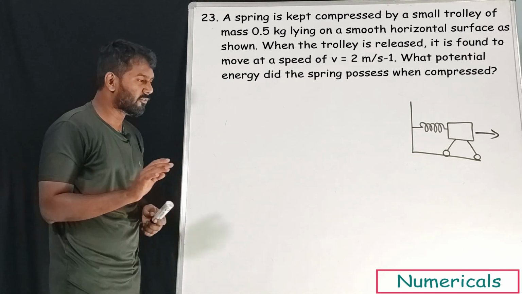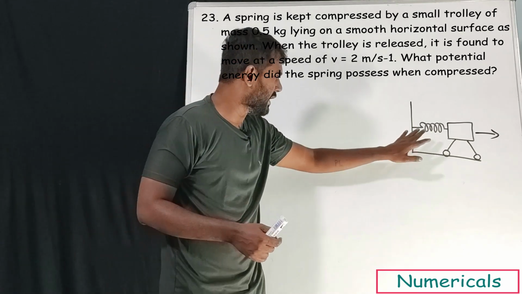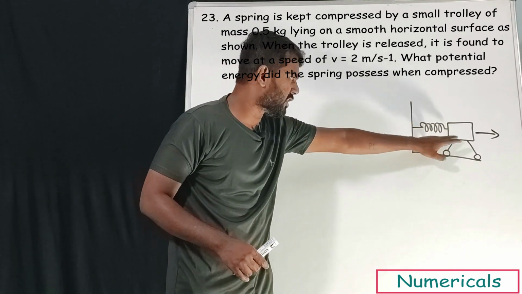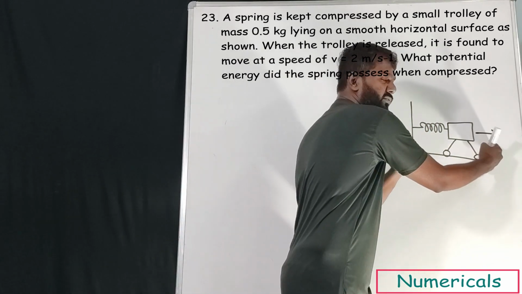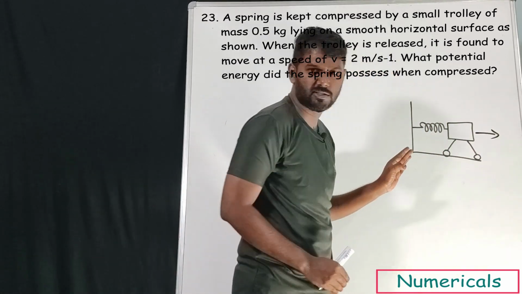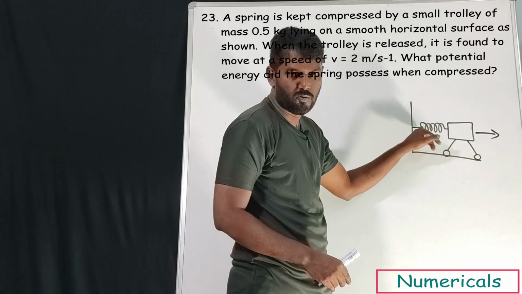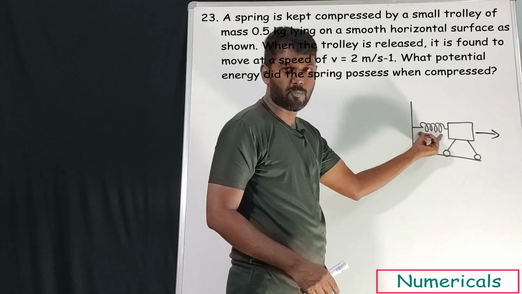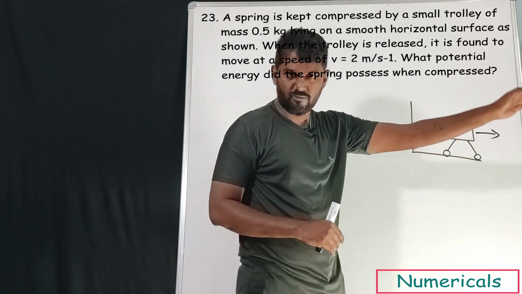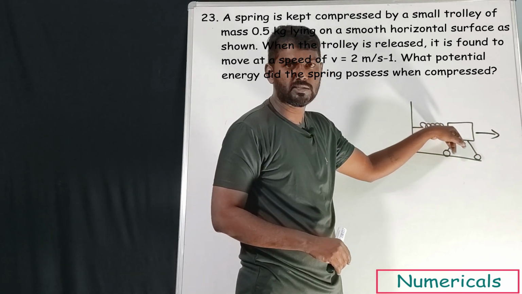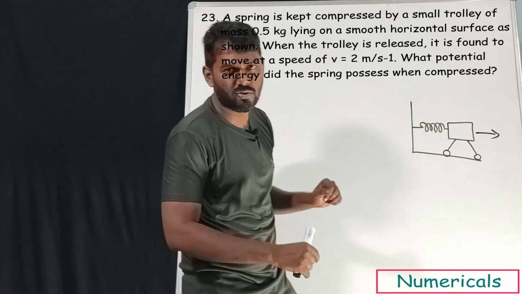Listen, we need to understand a few things here. There is a spring and there is a trolley. If the trolley is not there, this will be the size of the spring. When the trolley is moved towards the spring, the spring will get compressed. Now the question is, once this trolley is moved away, what is the potential energy in the spring? This is what we have to calculate.